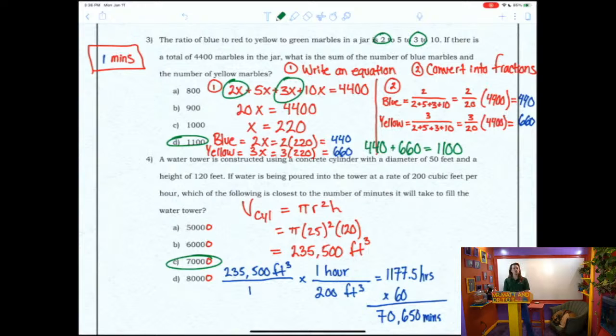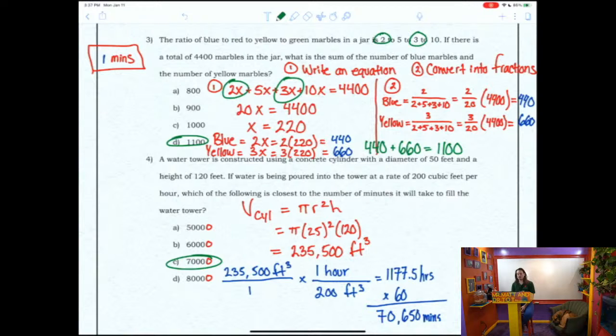So I needed to add a 0 to all of the answer selections in number 4, but if we calculate the volume of the water tower, we're going to use the formula pi r squared times h. So the area of the base, which is a circle, pi r squared, extended over the height of the cylinder, which is h. They say that the diameter of the cylinder is 50 feet, so therefore the radius has to be 25, and they give us the height as being 120 feet. So substituting those values, we're going to get pi times 25 squared times 120, which is going to give us 235,500 cubic feet of volume.